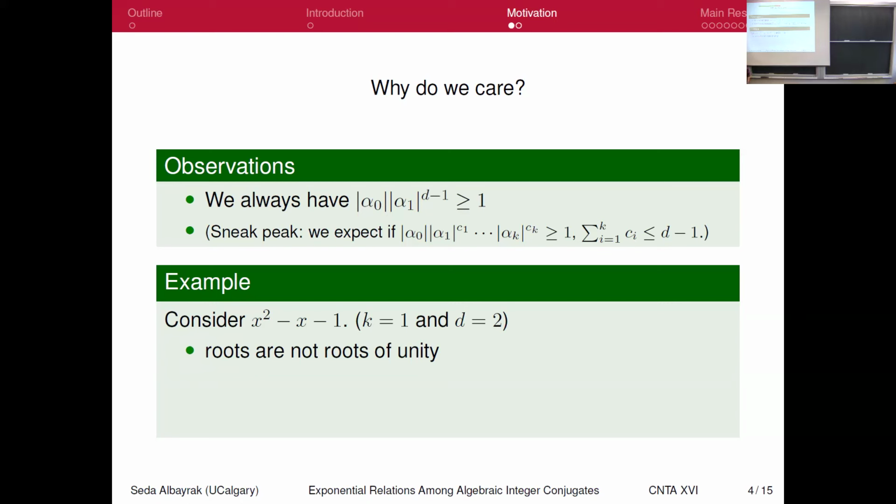Here we have d equals 2, and we're going to be looking at k equals 1 again. We actually know the roots of this polynomial. Can anybody tell me the roots of this polynomial? Yes? Golden ratio. Yeah, there's a golden ratio. Because this is an example, we can actually write down what they are, so I'm just going to write them on the board: 1 plus square root of 5 over 2, and 1 minus square root of 5 over 2.